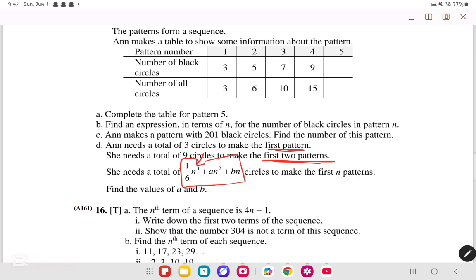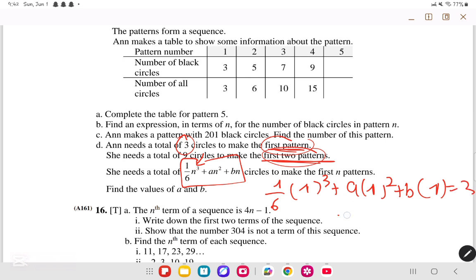Very simply, you're gonna substitute n based on the number of patterns, and then you're gonna make it equal to the total number. So for 3, it's gonna be 1 over 6 times 1 cubed plus a times 1 squared plus b times 1 is equal to 3. Okay? Then after solving, it's 1 over 6 plus a plus b is equal to 3. Keep it like this. This is how we need it.